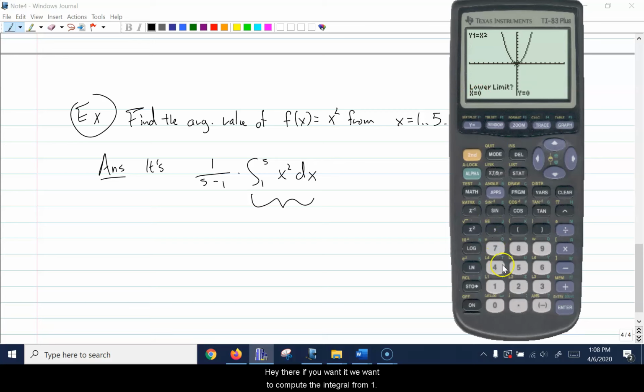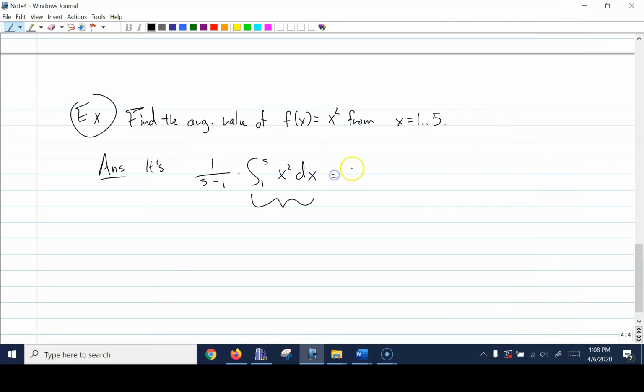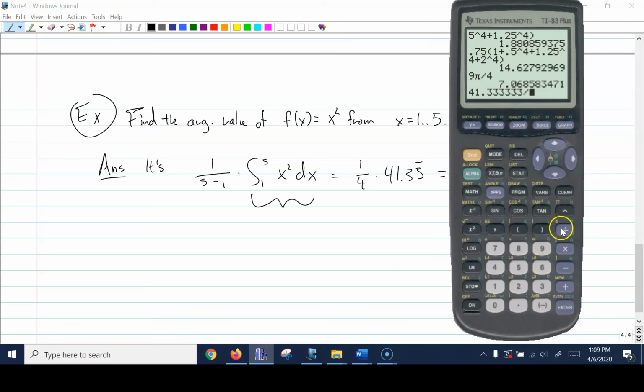We want to compute the integral from 1 to 5. Lower limit 1, upper limit 5, compute. It's getting an answer of 41.33. I guess that's 41 and a third. And I need to divide that by 4. That is 10 and a third.